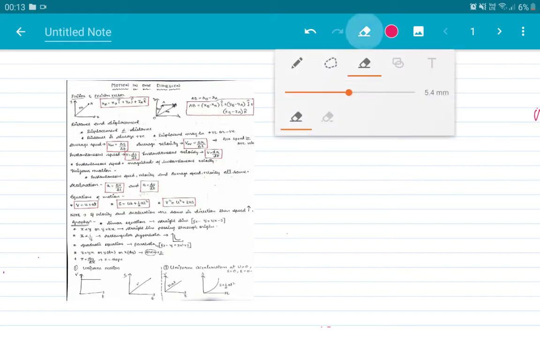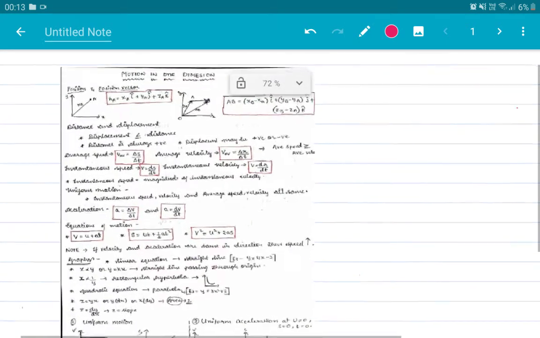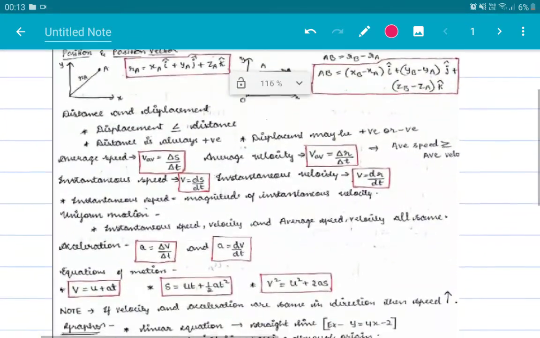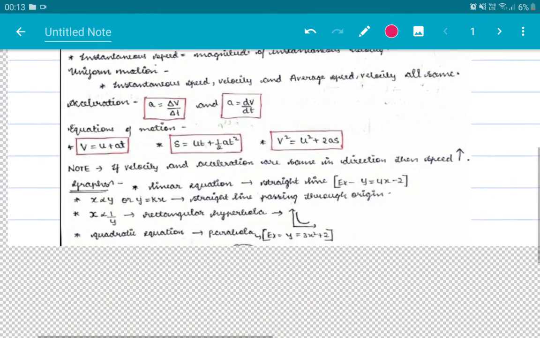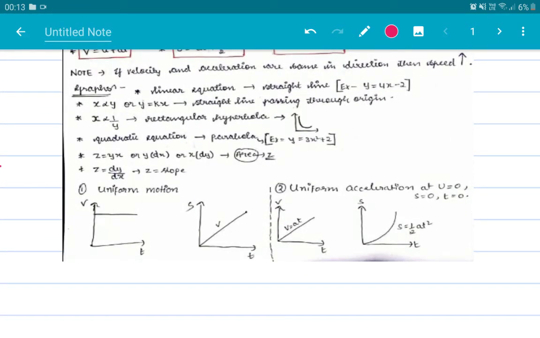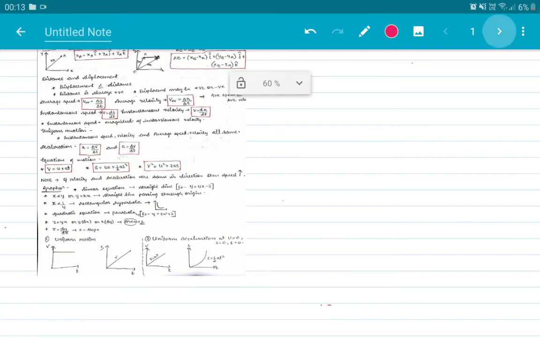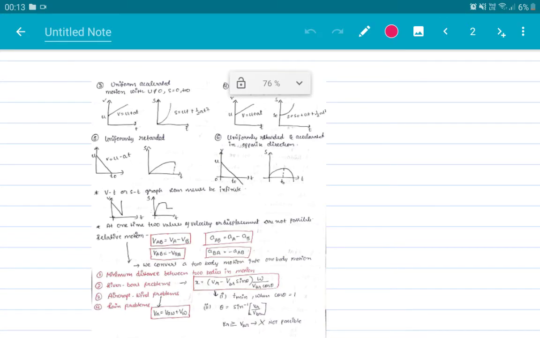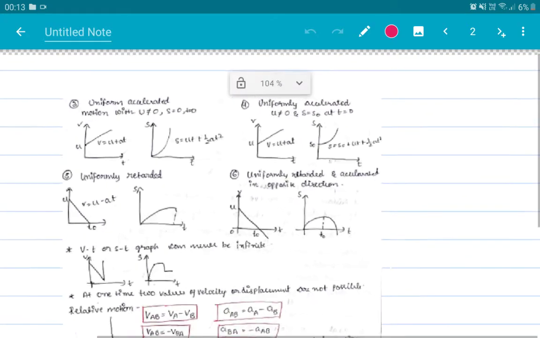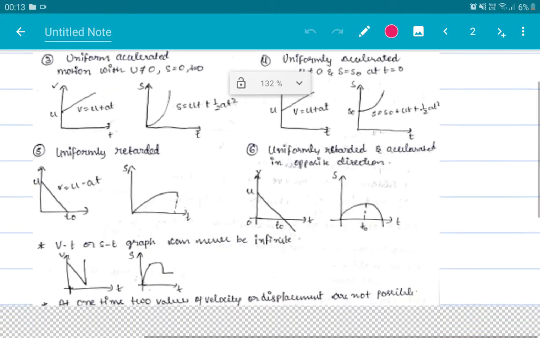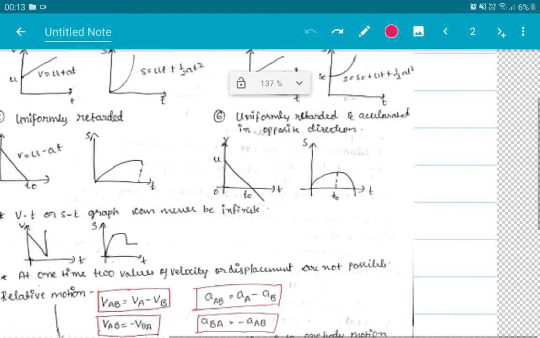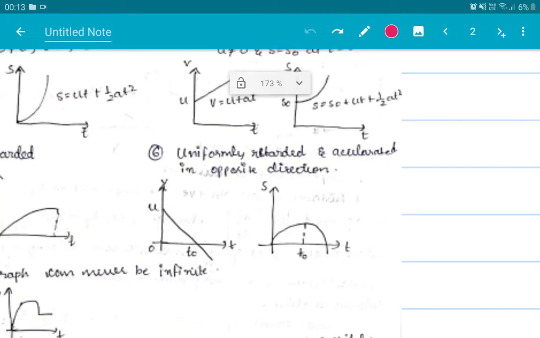So this is motion in one dimension. The next part we will go. This is the last page. These are also different kinds of graphs, so you can make note of how they are given and just learn them. This particular graph is very important according to me, because mostly these types of graphs are asked.